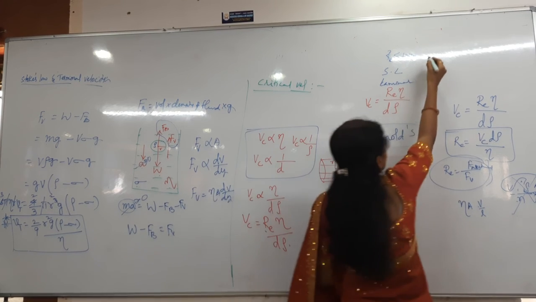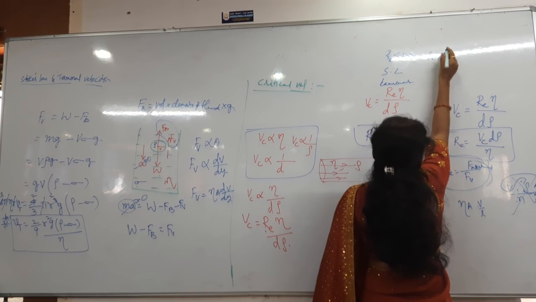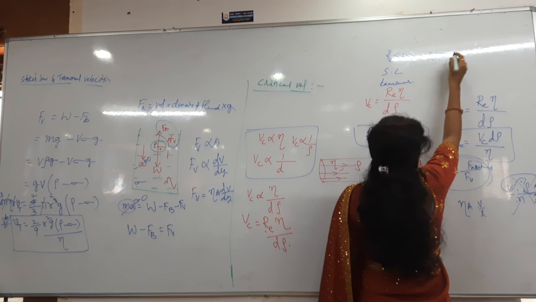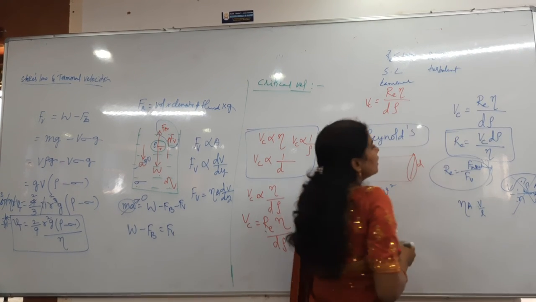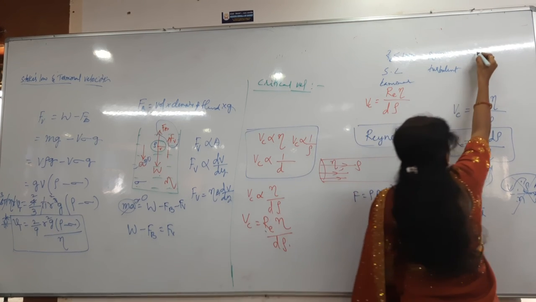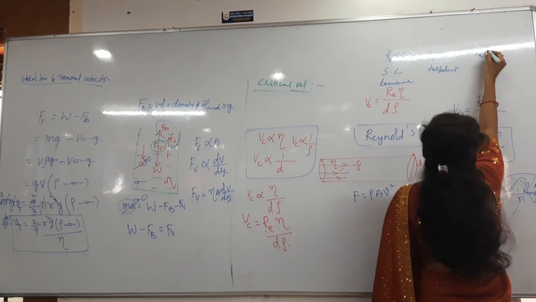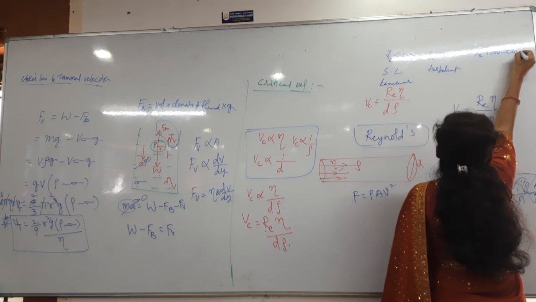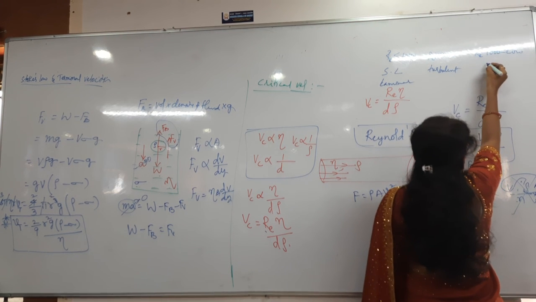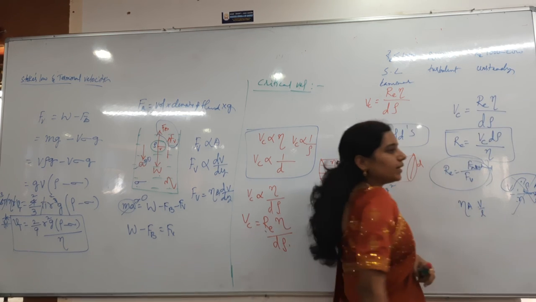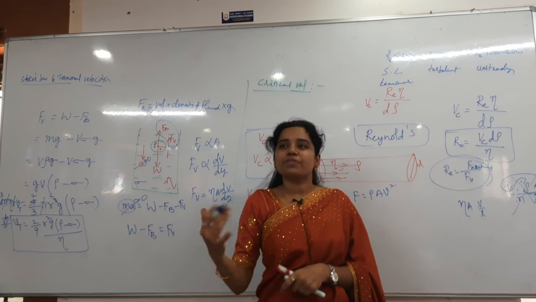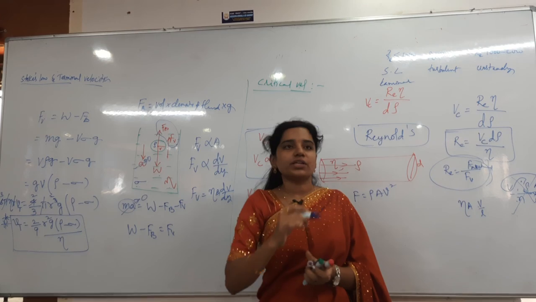Whenever the Reynolds number is greater than 2000, at that time the flow will be turbulent flow. If the Reynolds number is lying between 1000 and 2000, in between those values, that will be unsteady flow. Unsteady means the velocity at each and every point will be varying. Clear? That is about the Reynolds number.